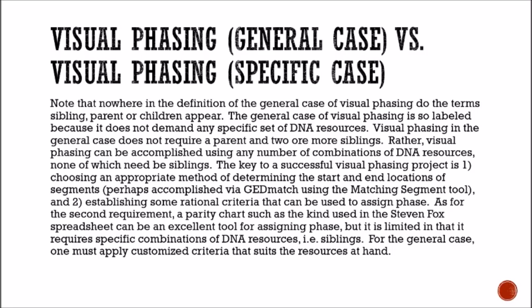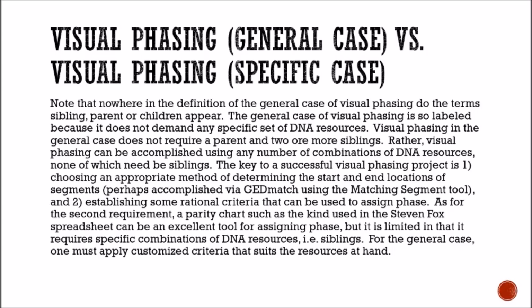Note that nowhere in the definition of the general case of visual phasing that we started out with do the terms sibling or parent or children appear. The general case of visual phasing is so labeled as general because it does not demand any specific set of DNA resources. Visual phasing, in the general case, does not require a parent and two or more siblings.